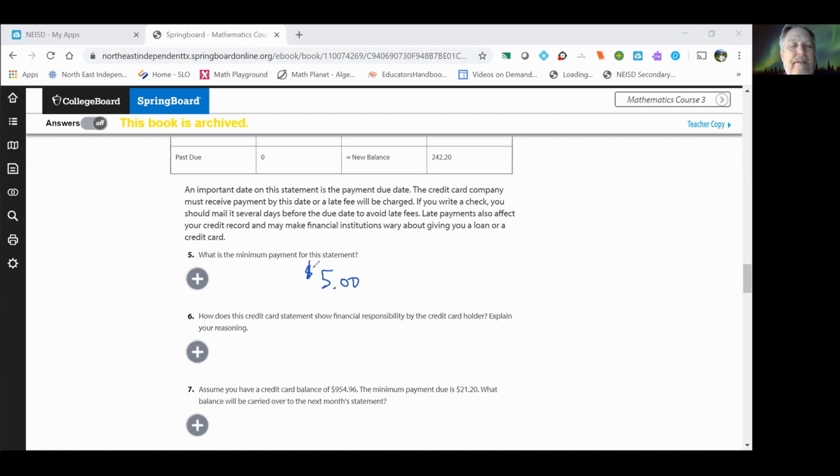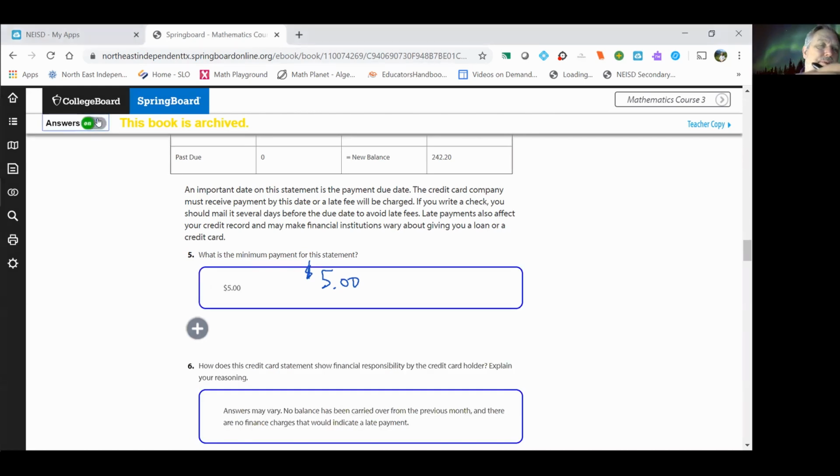Item 6, how does this credit statement show financial responsibility by the credit card holder? Explain your reasoning. And again, this goes back to the fact that we saw a 0 finance charge, which means they paid the balance in full. And I see what the book says on this. Yeah, it says answers may vary. No balance is carried from the previous month. There's no finance charge that would indicate a late payment. Okay.